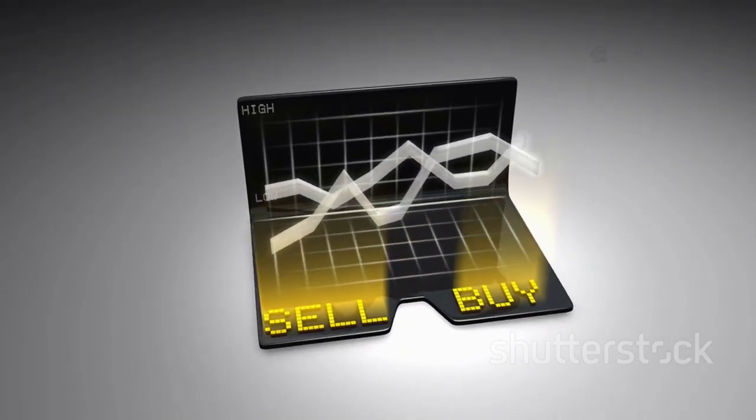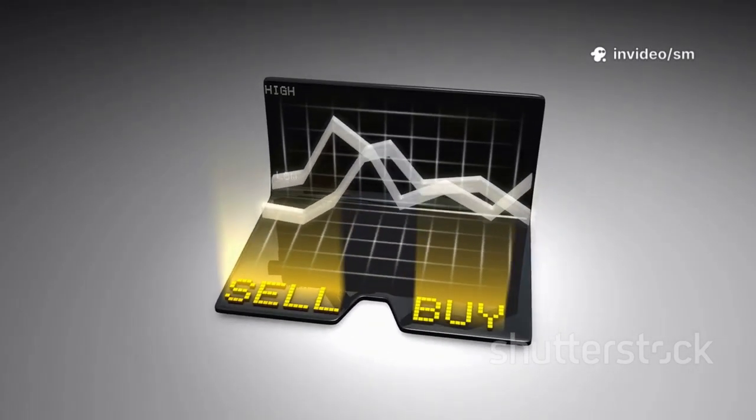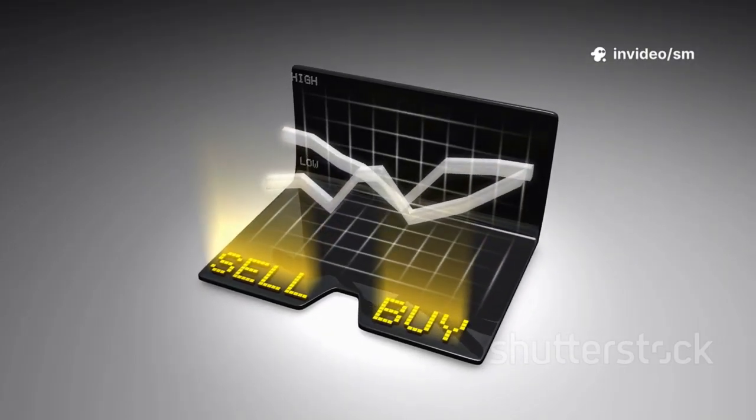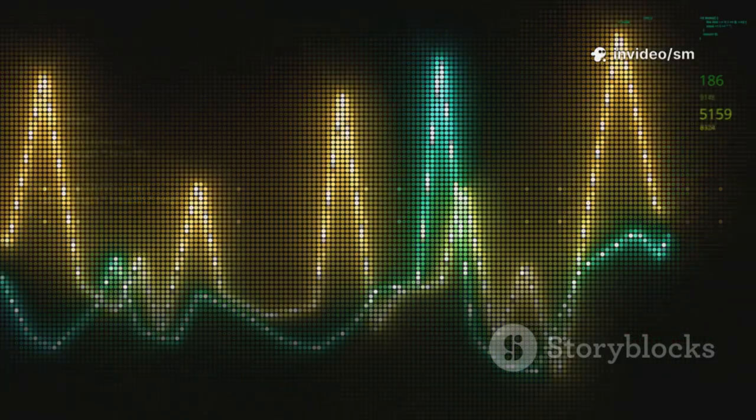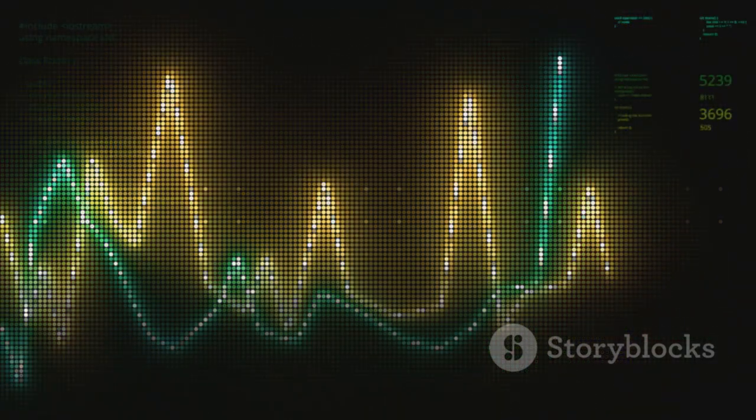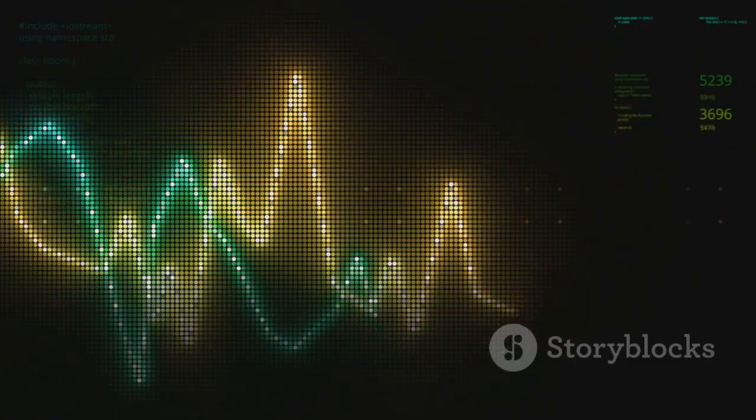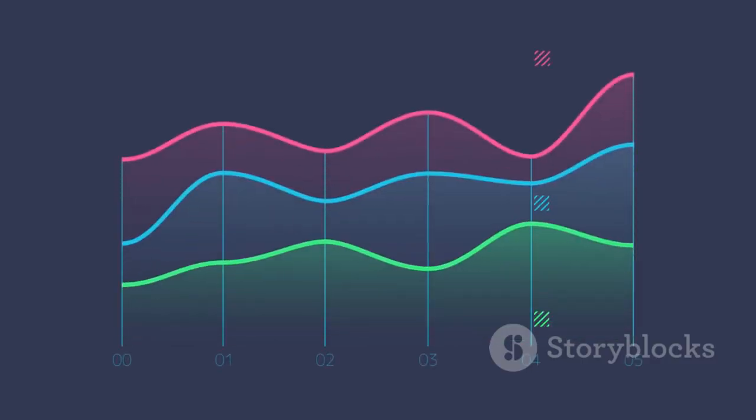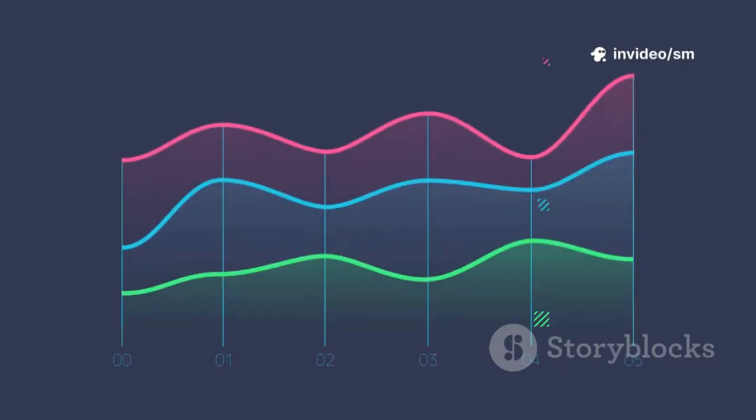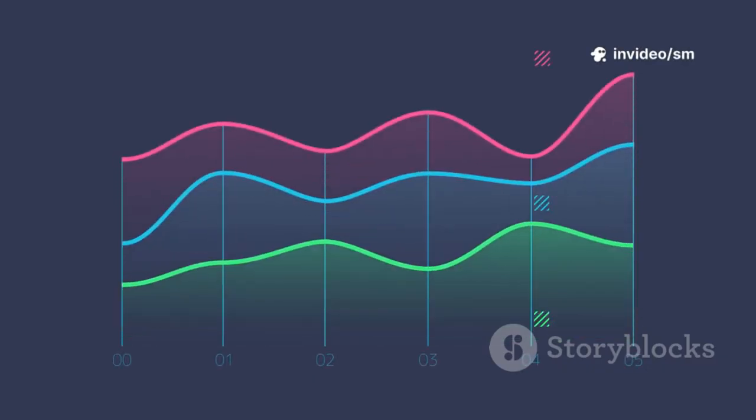The SMA gives you a broad, steady view, while the EMA highlights the latest shifts. Use the SMA when you want to see the overall long-term trend without getting distracted by short-term noise. Use the EMA when you need a quick read on what's happening right now, especially if you're making fast trading decisions or watching for sudden changes.